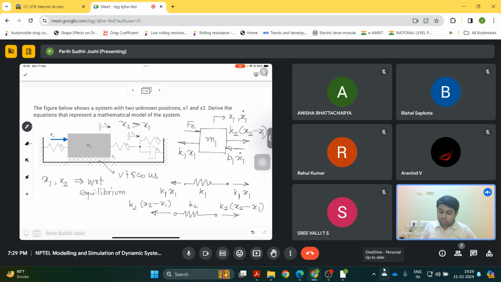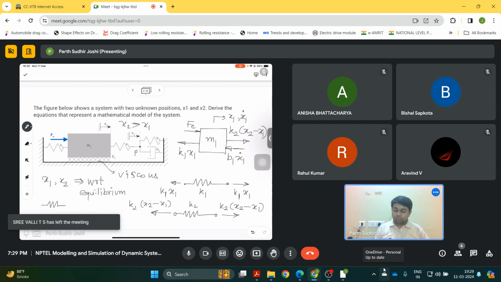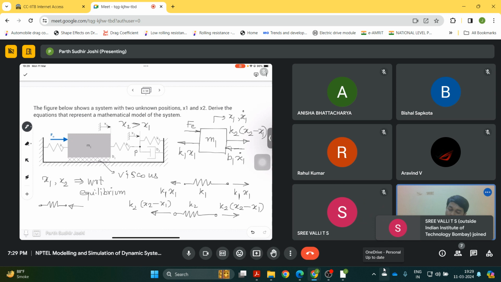And then we can also show the free body diagram for the spring k3. Now let us call this point P. This joint is moving towards the wall, so the spring k3 is being compressed. So we will show the force as compressive. The expression for the spring force will be k3 into x2.